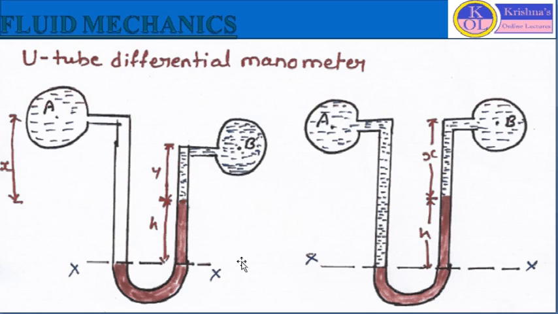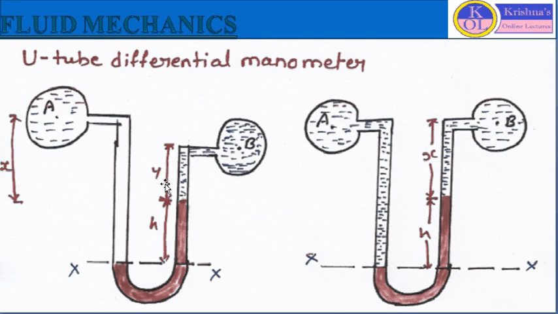This XX line we are considering as the datum line, and from this datum line to the highest level of mercury in the right limb, because in the left limb there is no mercury above the datum, the highest point of the mercury is in the right limb. So from the datum to the highest point of the mercury in the right limb we are considering as h, or the difference of level of mercury in both the limbs is h.